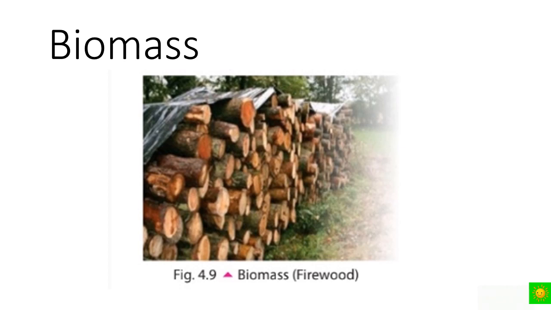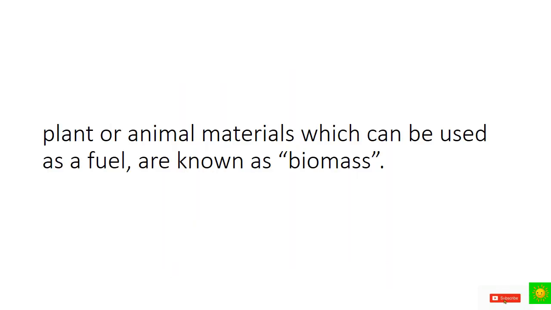Next type is biomass. Living material can produce energy. Think of wildfire, which occurs commonly during drought seasons. Controlling such a fire is very difficult because dried leaves catch fire easily. Such fires release a large amount of heat. This proves that living parts can be used to produce energy. Such plant or animal materials which can be used as a fuel are known as biomass. Firewood is one of the commonly used biomass.